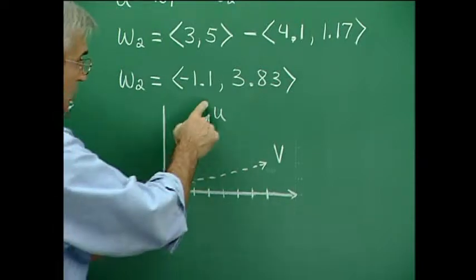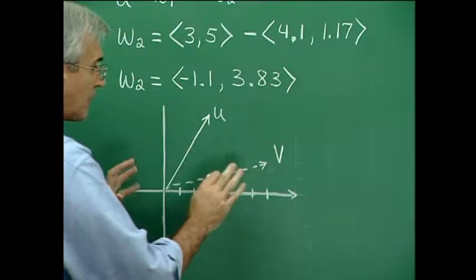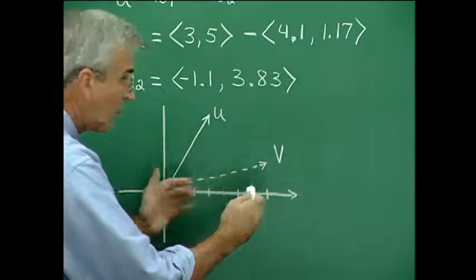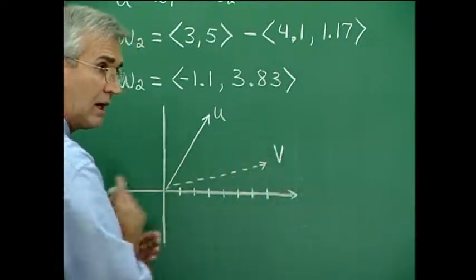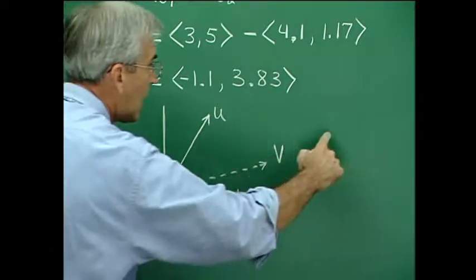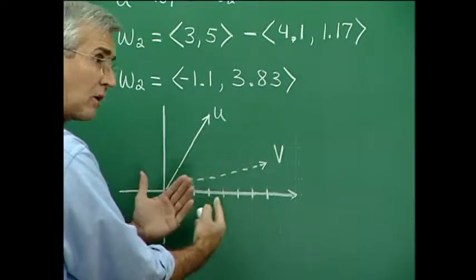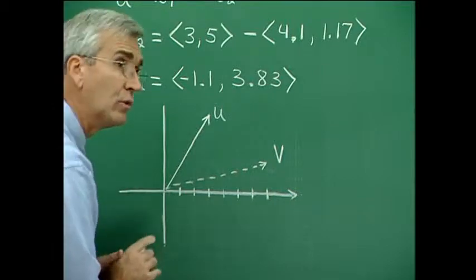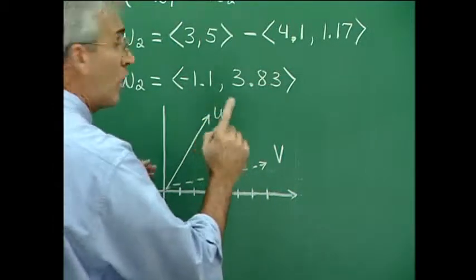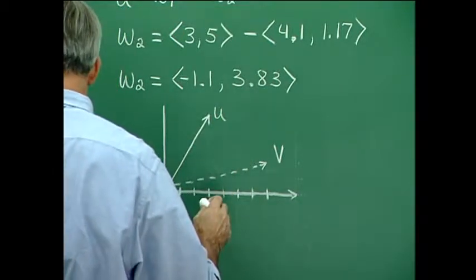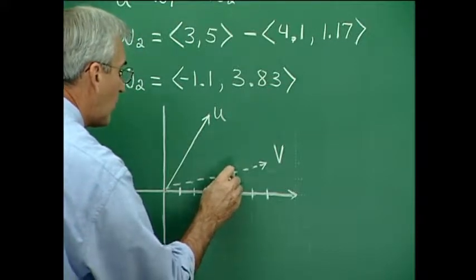Now we are projecting u onto v. And it produces a new vector, but along that angle, along that dotted line. It might go beyond here, or it might be over here. We don't know, but it's the projection. And we calculated that projection as W sub 1. W sub 1 was 4.1, 1.17. So 1, 2, 3, 4.1, 1.17.